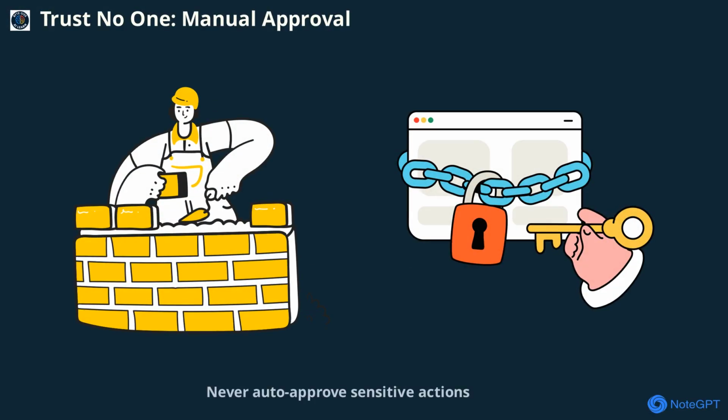Never auto-approve sensitive actions. Always require manual approval for critical operations. A control you click through is not a true control. Maintain oversight and ensure you're always in charge of your AI's actions.